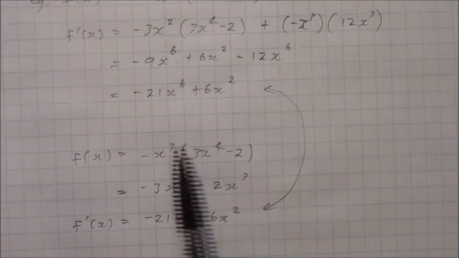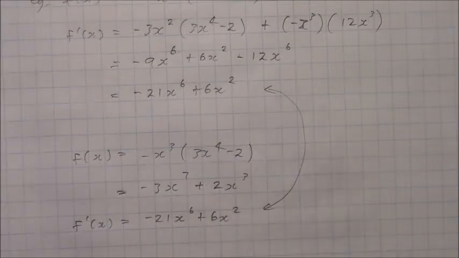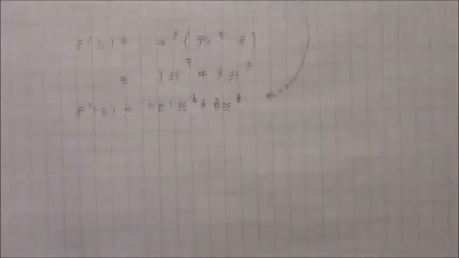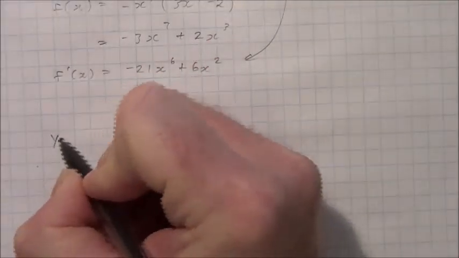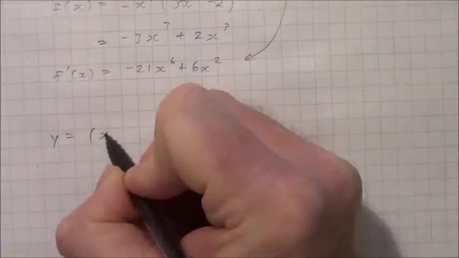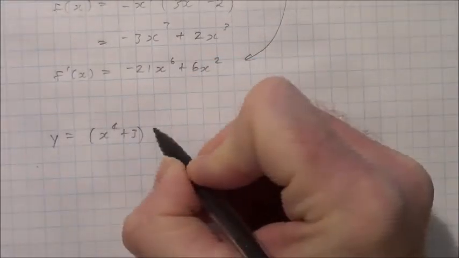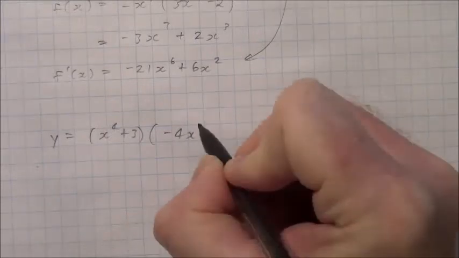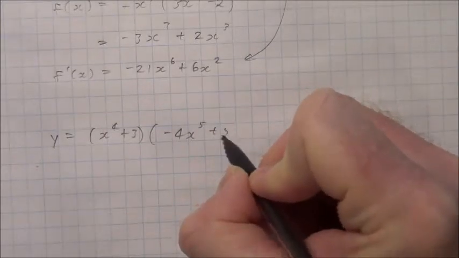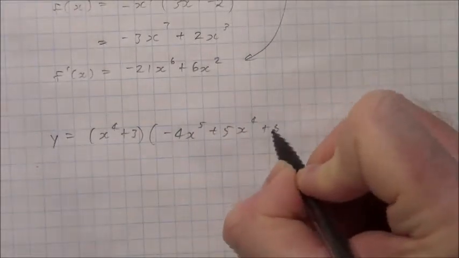Where we won't be able to do this as easily is if we have more complicated functions to begin with. Okay, so let's look at, say, y equals x to the power 4 plus 3 multiplied by negative 4x to the power 5 plus 5x to the power 4 plus 5.